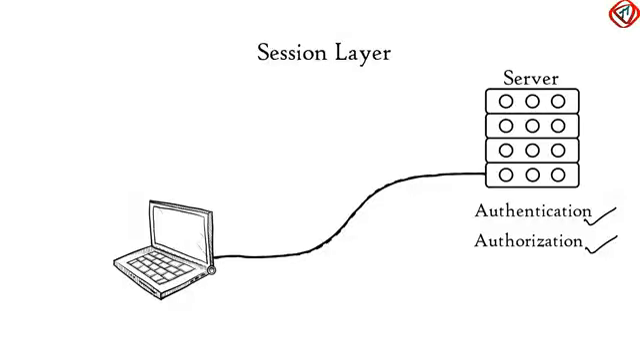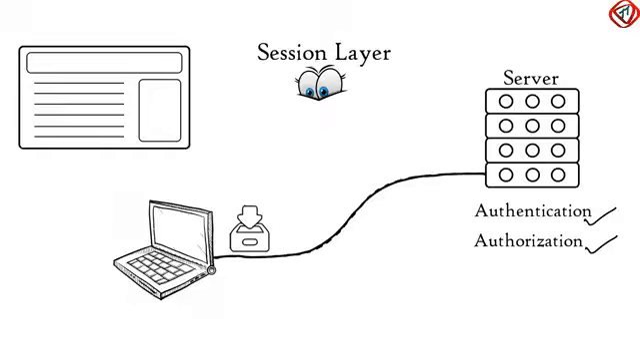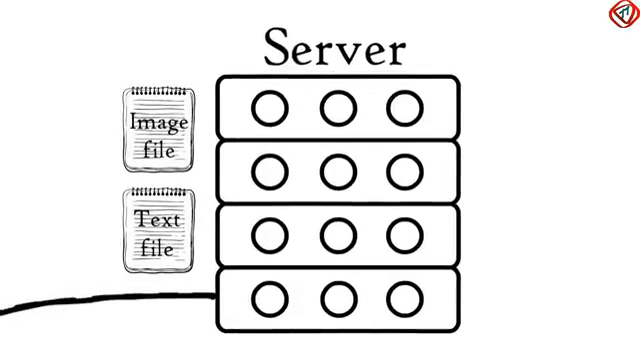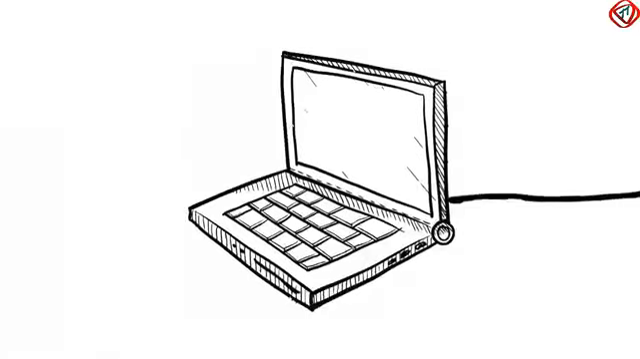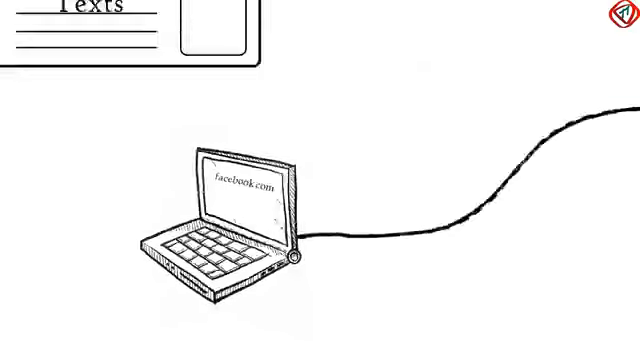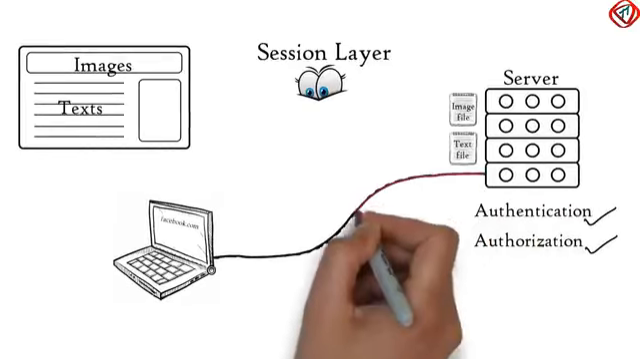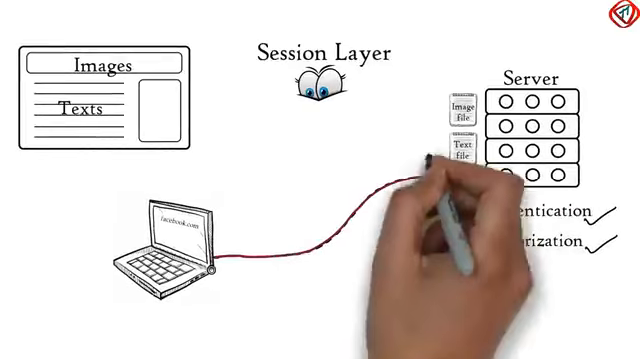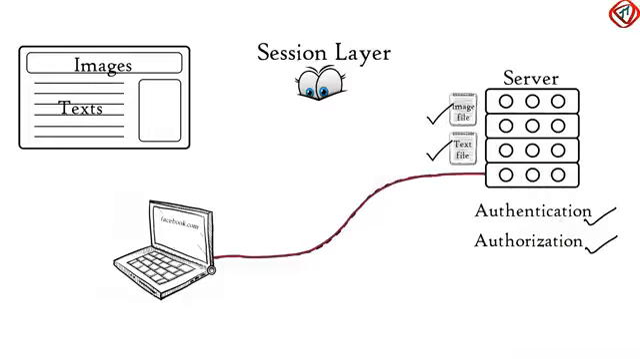Session layer keeps a track of the files that are being downloaded. For example, a web page contains text, images, etc. These text and images are stored as separate files on the web server. When you request a website in your web browser, your web browser opens a separate session to the web server to download each of these text and image files separately.